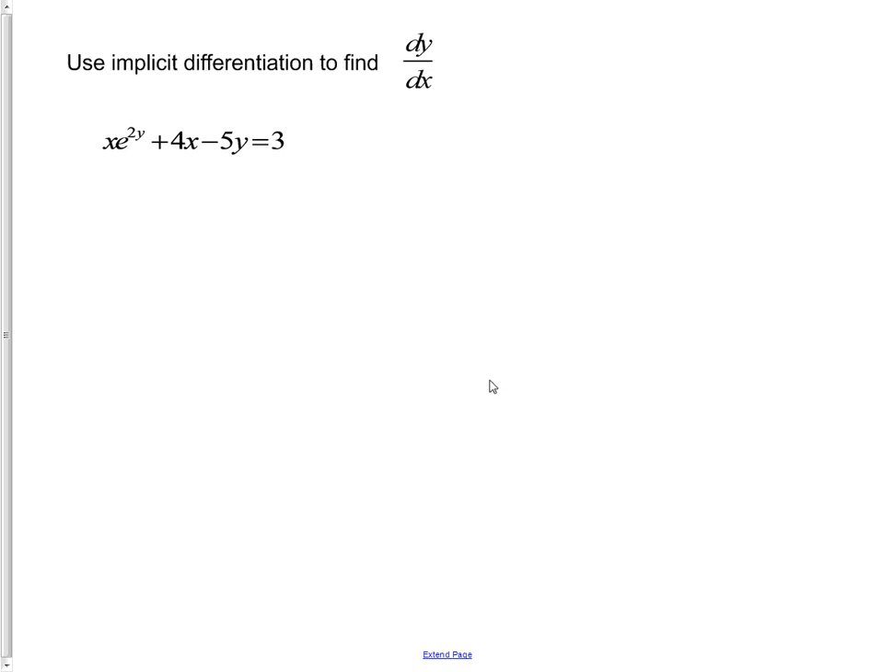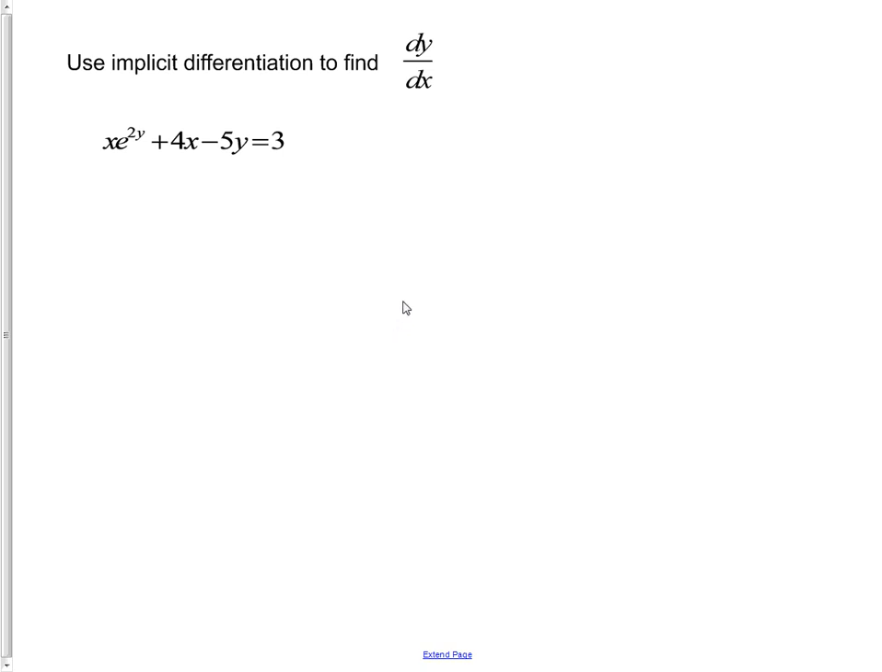So how about a real challenge, Professor Peoples? How about that? What happens if we're given a question like this one where we're asked to use implicit differentiation to find dy/dx?